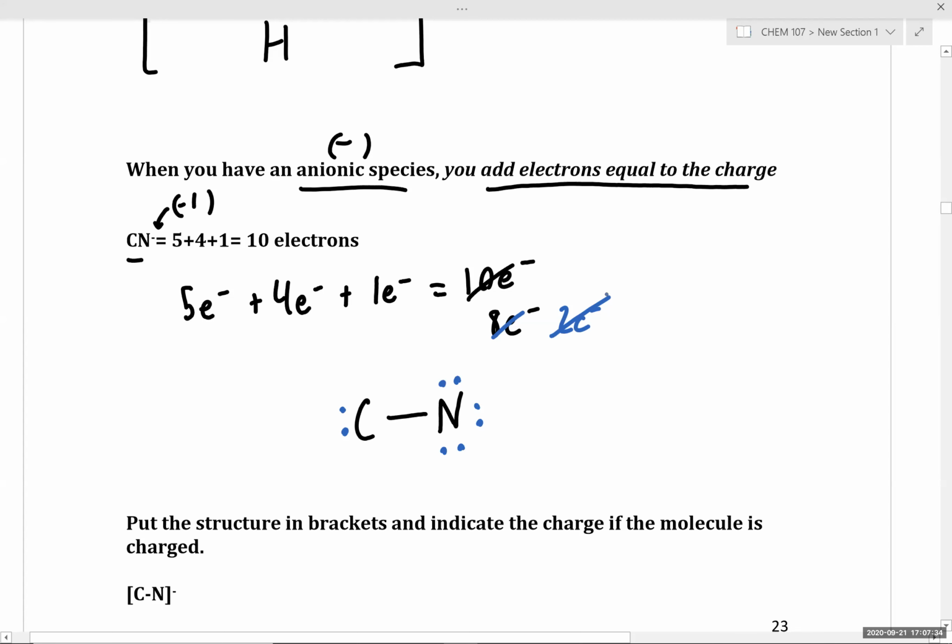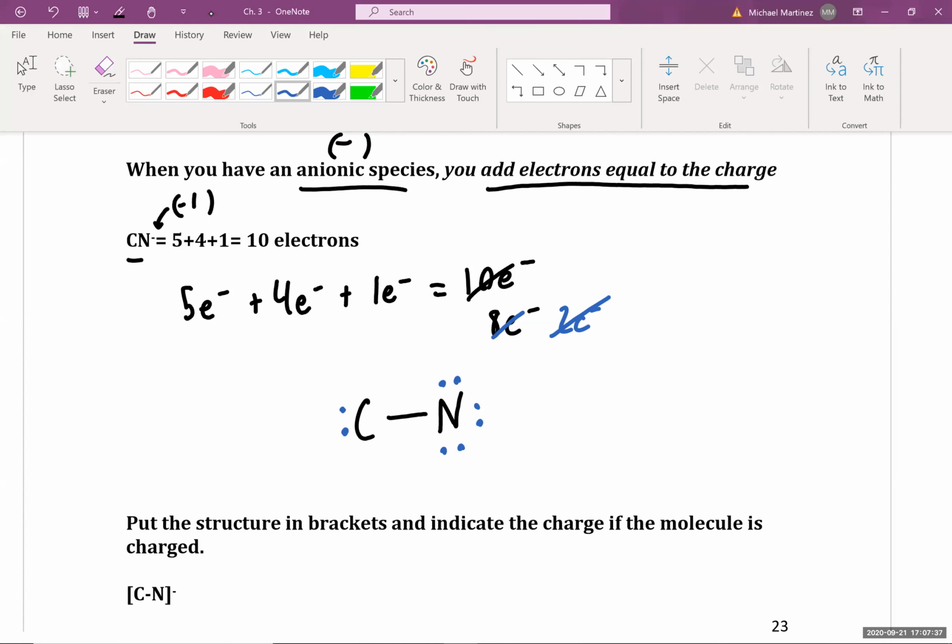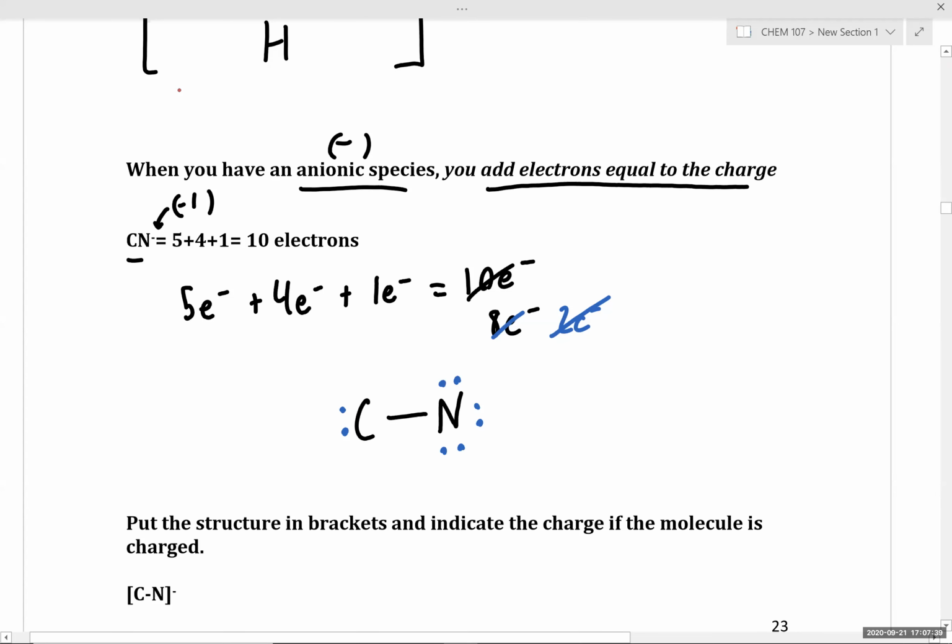Now, as our Lewis structure, we have used up all of our electrons, but nonetheless, we still have atoms with an incomplete octet. What should we do to complete the octet for carbon? Double bond, sure. Okay, so we form a double bond. Is carbon fully complete? Does carbon have a complete octet? No, so we form one more bond to generate a triple bond.